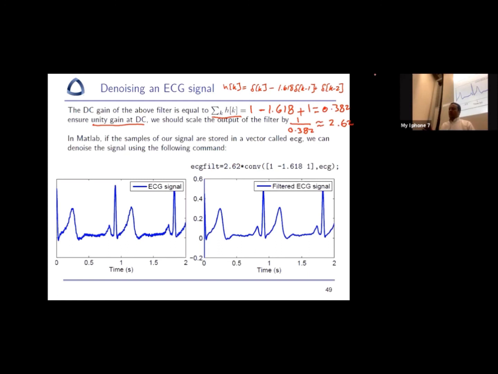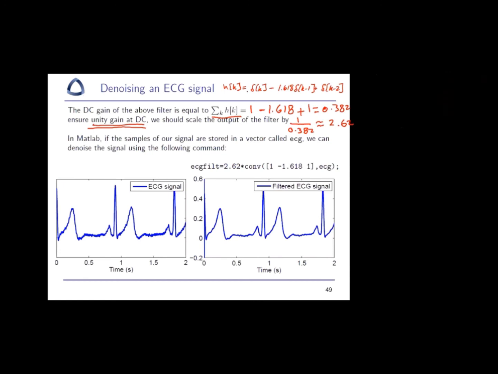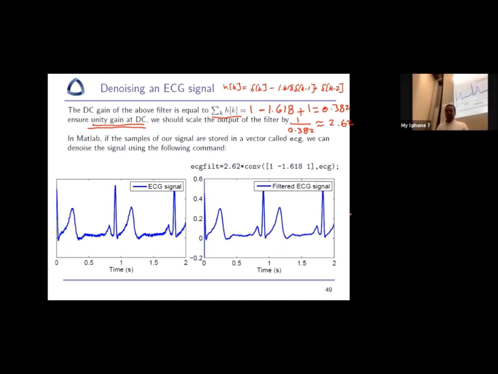If you don't understand why we did this, please ask. Question about that? Why we wanted to ensure a unity gain at DC? Is it so that we don't increase the magnitude of the output signal so it's not greater? Yes, we want to keep it as it was originally.